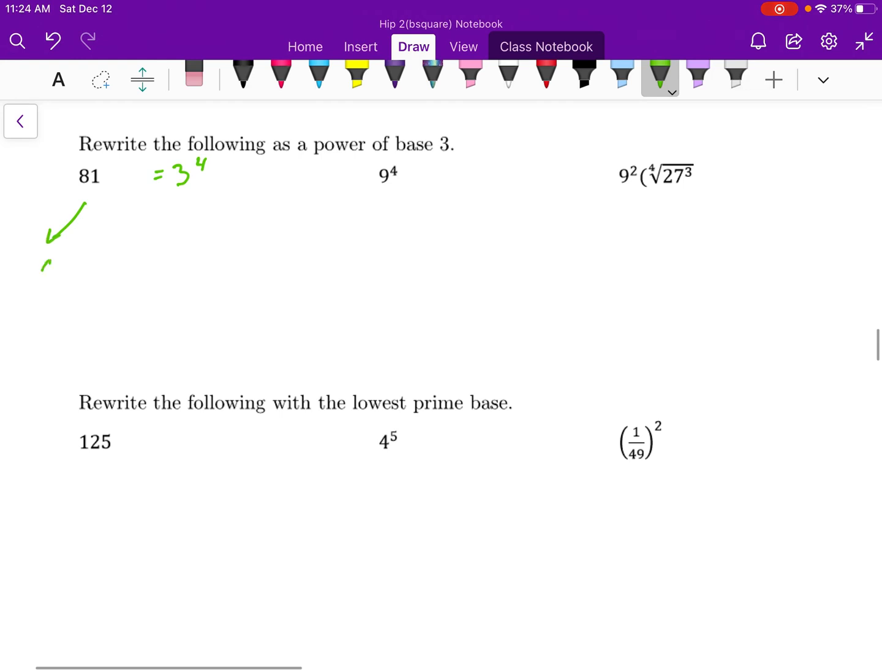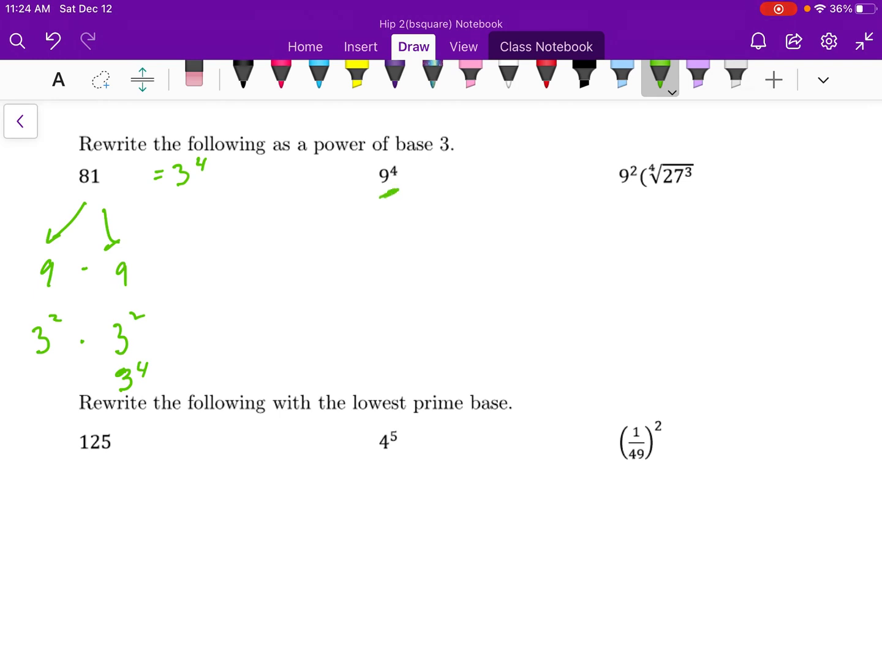Or you could say 81 is 9 times 9. Now this would be work to the side. If I'm trying to reduce this to the lowest common base, 9 is just really 3 squared times 3 squared, right? 9 times 9. And that would be 3 to the power of 4, which is exactly what I got.